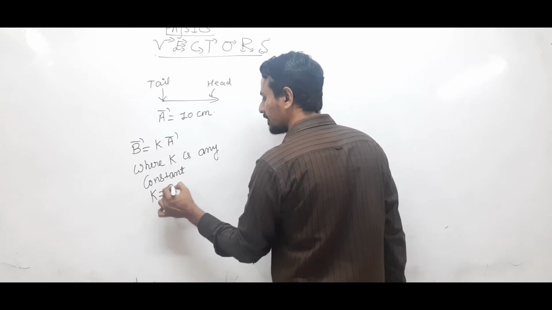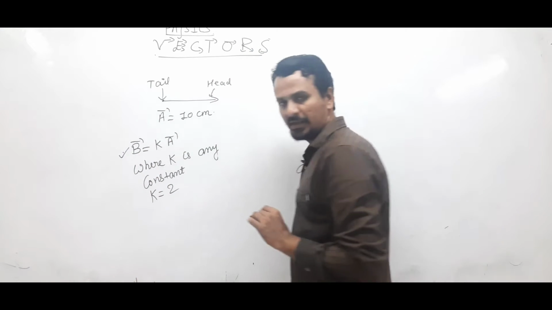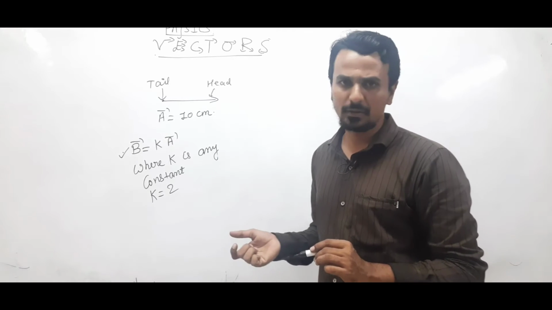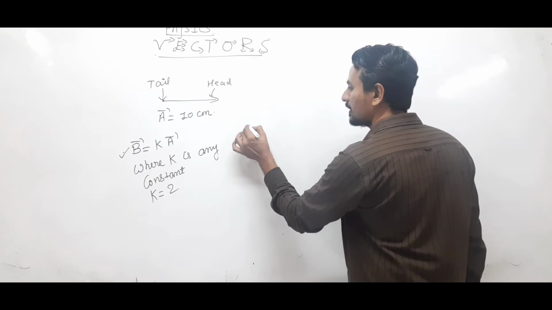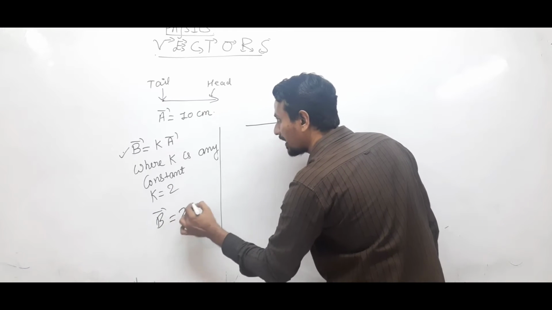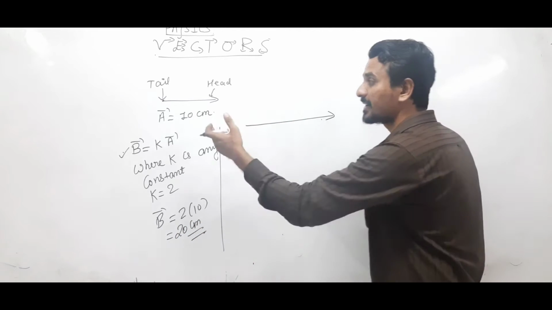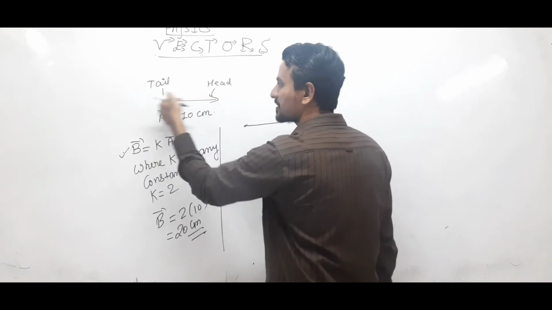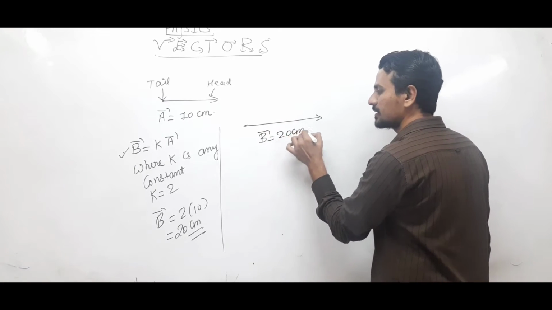Let us suppose the value of k is 2. So now we'll draw another vector b which is k times a, that means k times vector a. K is any constant whose value is 2. So your vector b will be k, that is 2, times a, that is 10. So your vector b will be 20 centimeter and it will be in the direction of a. So this will be your vector b. It will be in the same direction as that of a, and the magnitude of b will be 20 centimeter.